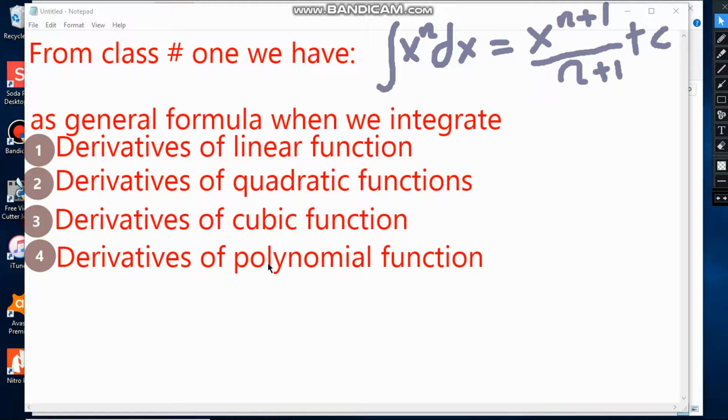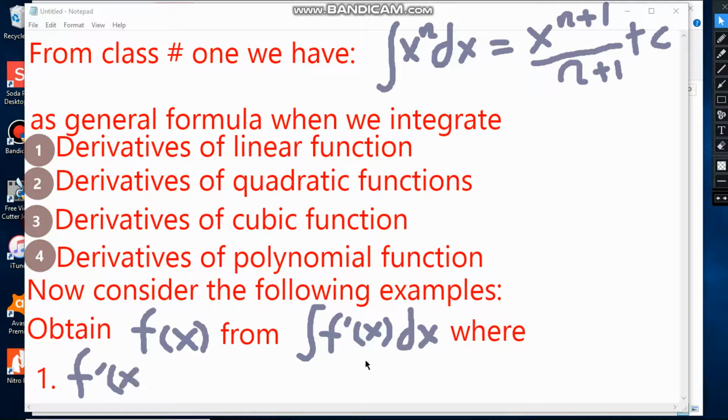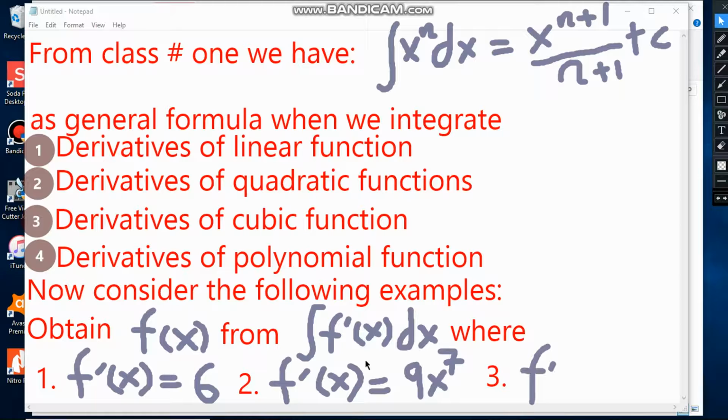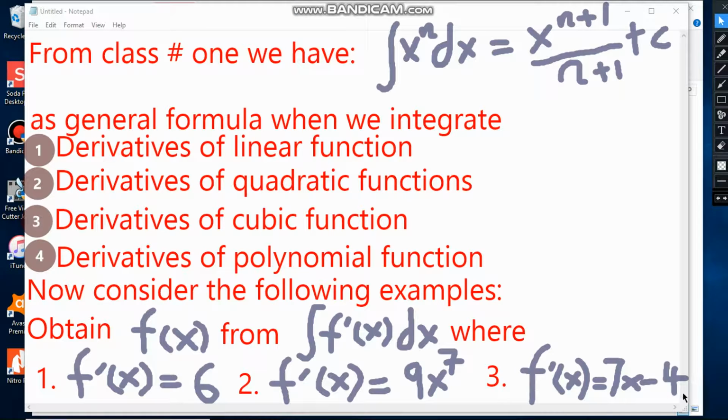Okay, now consider the following examples. This example is to obtain the original function f of x from the derivative f dash of x, where number 1, f dash of x is equal to the constant 6, and number 2, f dash of x is equal to 9x raised to 7, and number 3, the value of f dash of x is equal to 7x minus 4.